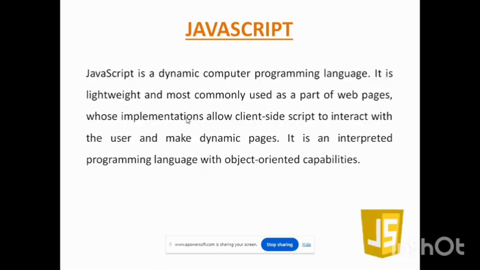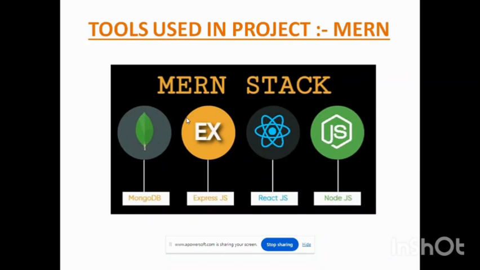Next is JavaScript. JavaScript is a dynamic computer programming language. It is lightweight and most commonly used as a part of web pages. Its implementation allows client-side scripts to interact with the user and make dynamic pages. It is an interpreted programming language with object-oriented capabilities. The tools used in the project: MERN, M for MongoDB, E for Express.js, R for React.js, N for Node.js.